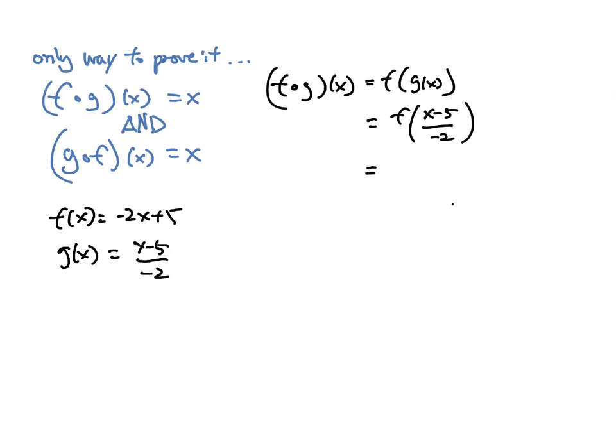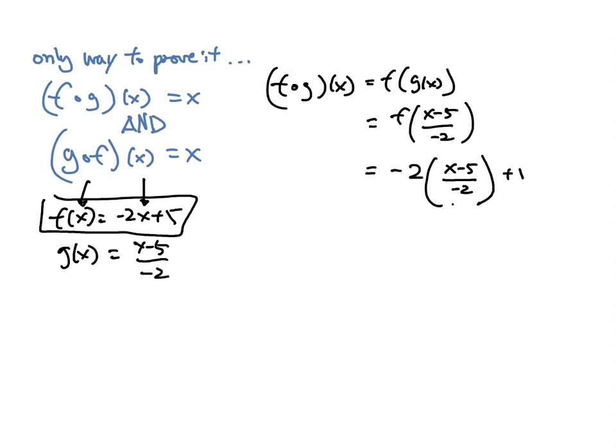Now, once I have f of x minus 5 over negative 2, go back to function f. Whatever goes in here also goes in here. So this is now negative 2 times x minus 5 over negative 2, plus 5. And I think this one will turn out pretty well. Negative 2 and negative 2 cancel. You get x minus 5 plus 5, which gives you x. Smiley face. We're halfway through. Okay?